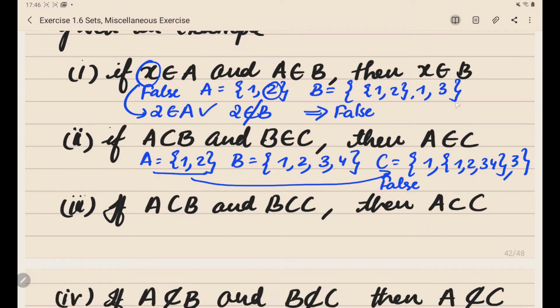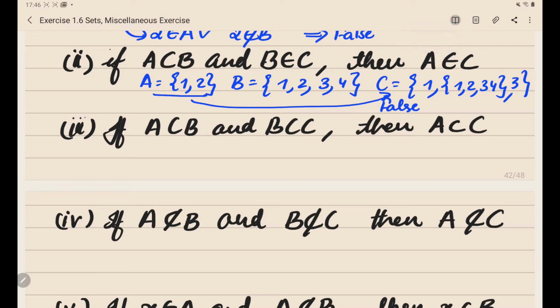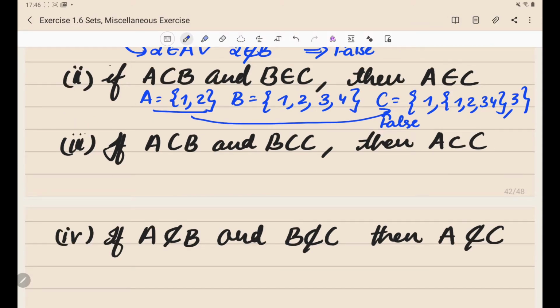I hope it's clear. Now let's directly do the third question in this section. If A is a subset of B and B is a subset of C, then A is a subset of C. First of all, for ease, I'll show this through a Venn diagram. So let's consider a Venn diagram. A, then it is said that A is a subset of B, right? So I'm taking it here. Now you can see that here A is a subset of B.